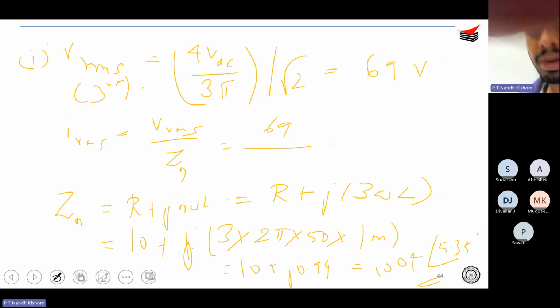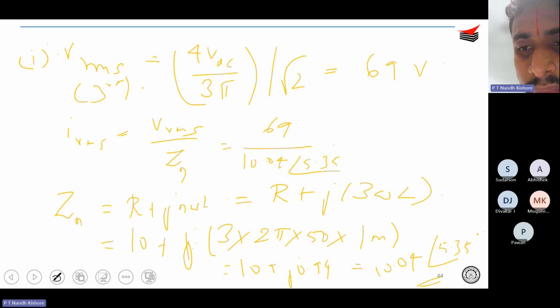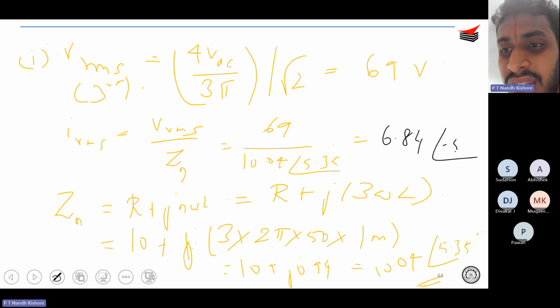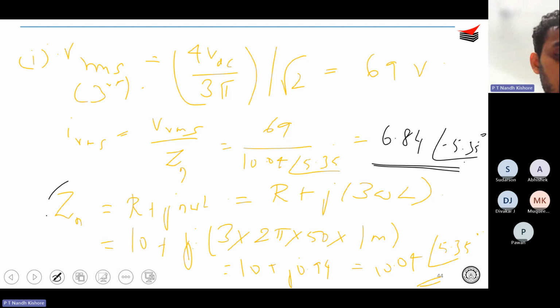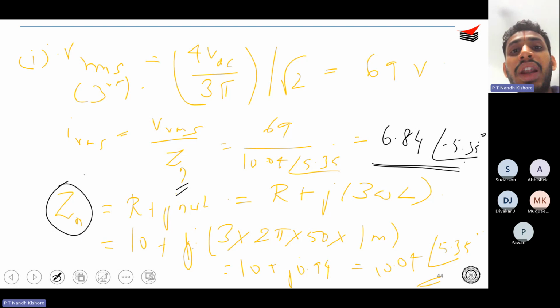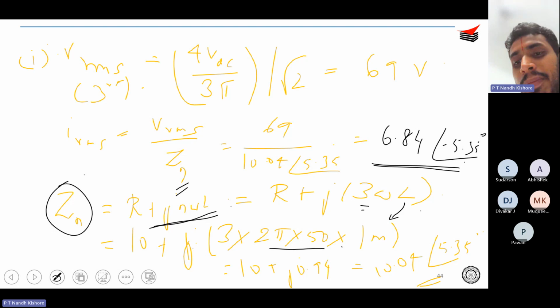Got it? So substitute that back over here. So 69 divided by 10.04, angle 5.35. So the answer is around 6.84 angle minus 5.35 degrees. Got it? I just found out the VRMS from Fourier series, then divided by Zn. Don't divide by Z. You should divide by Zn. Why? Because at that frequency, you need to see what is the equivalent impedance. Impedance changes with frequency, right? Basic stuff. So R plus j n omega L. N is your 3 and omega is 2 pi into 50. L is given as 1 millihenry.